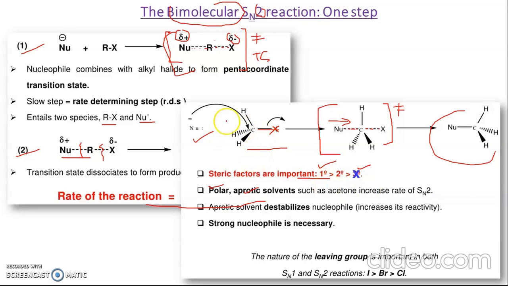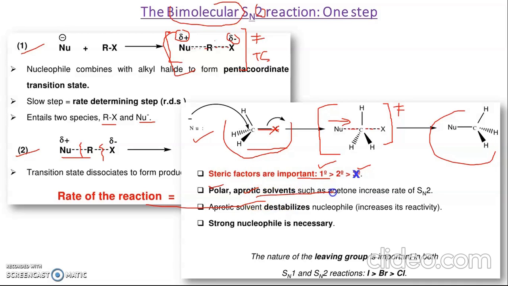Now here, in the example, the substrate is CH3X, which is not actually 1 degree. If it is 1 degree, you can take the example of, suppose, CH3CH2X. If it is simply methyl halide, then that will show the maximum rate, then 1 degree, then 2 degree, and for 3 degree the reaction rate is almost nil.